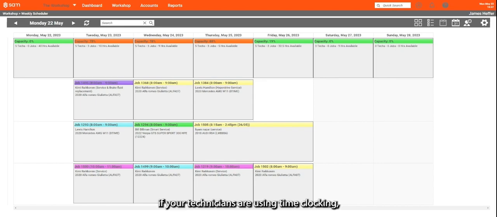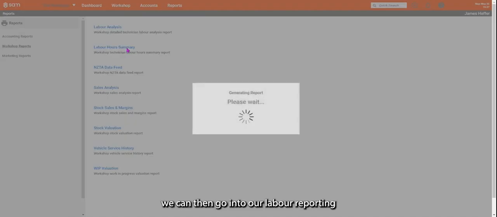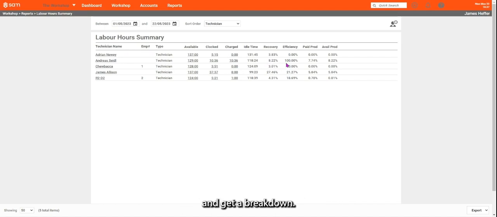Well, with webSAM, if your technicians are using time clocking, we can then go into our labor reporting and we can see each technician and get a breakdown. So we can see here we have a technician working at 100% efficiency, which is fantastic. And we can see that we have a couple of technicians lagging behind. We can use this to help those technicians improve with the goal of getting to 100% and then over 100% efficiency. But efficiency is not everything.